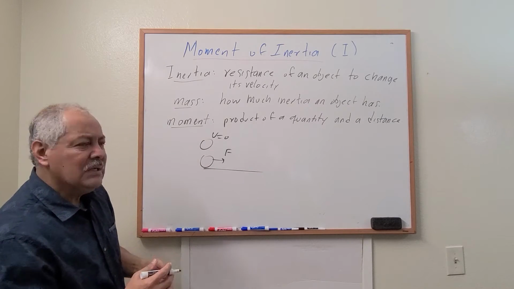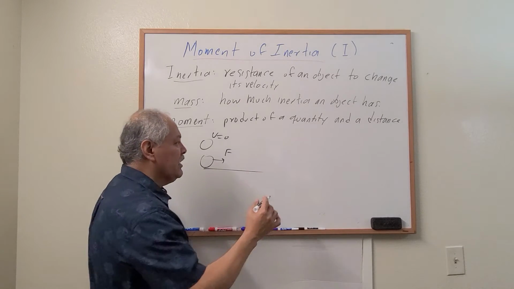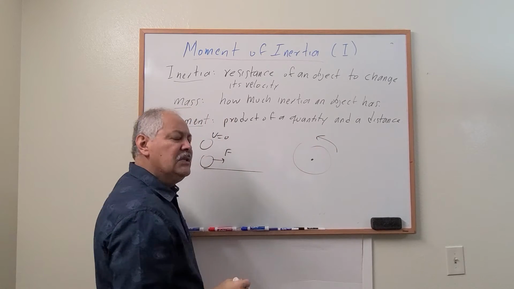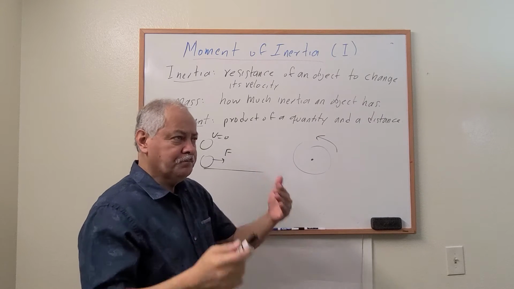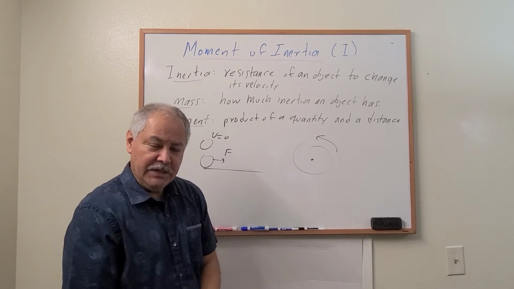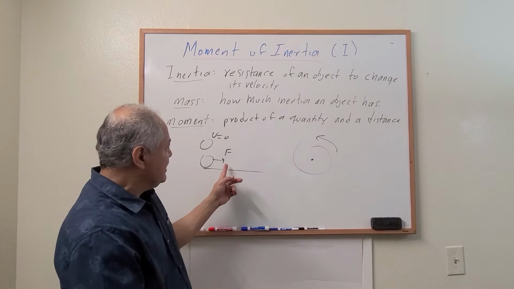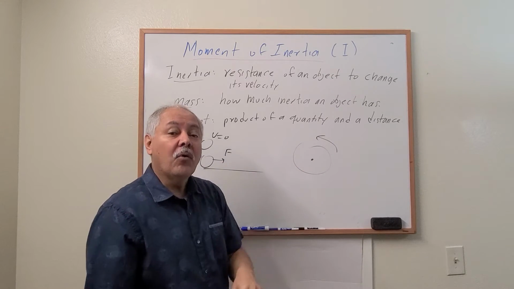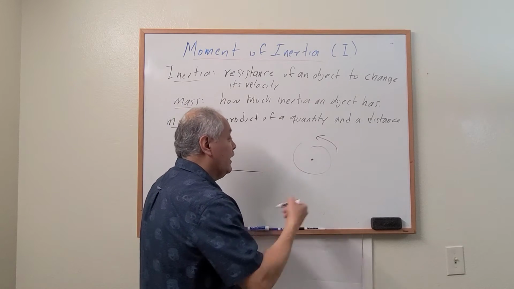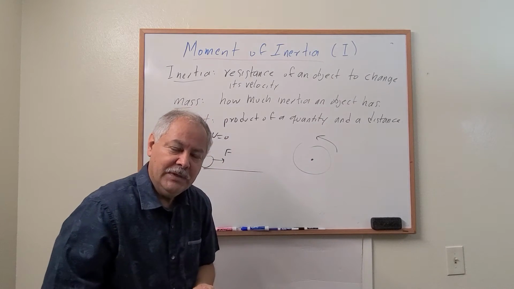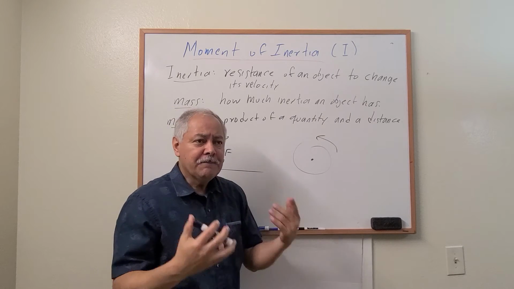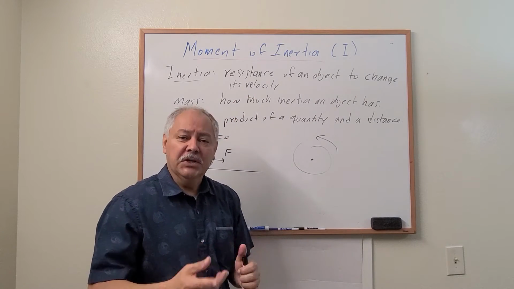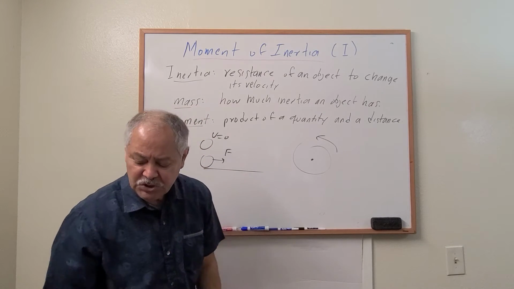But what happens in the rotational cases? In rotational cases, it's the same thing. We have an object, we want to make it rotate. It also has resistance to being rotated. But the resistance doesn't depend only on the force. It depends on the position of the force with respect to the axis of rotation, correct? And again, when we're dealing with rotation, we call that moment of inertia. Let's try to get that condition.